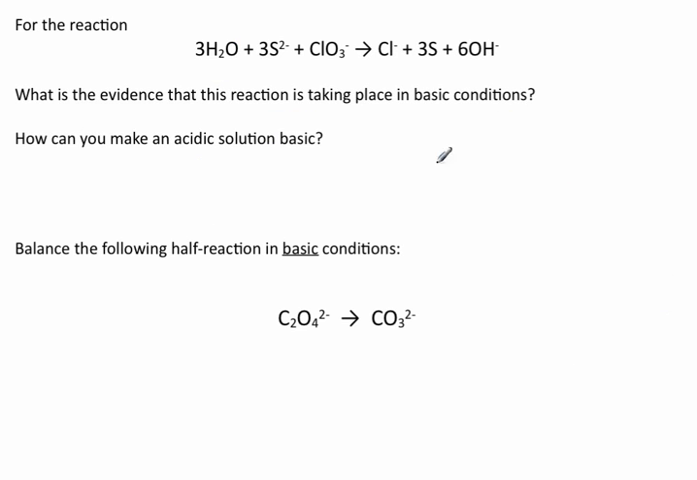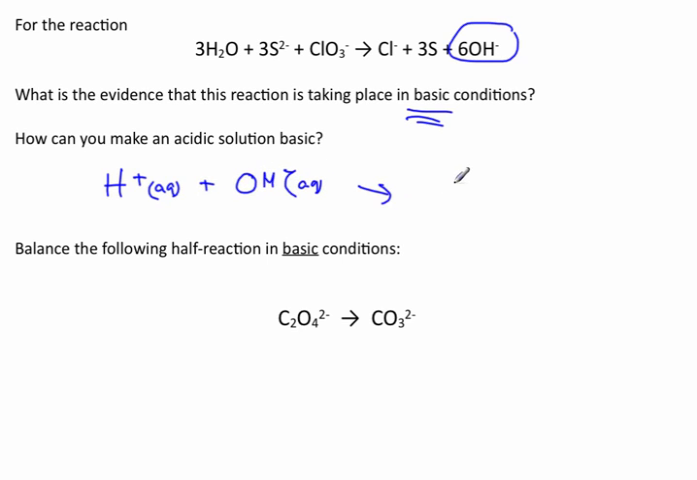Well, what if it's basic? So here's another reaction. And what's the evidence that this is a basic solution? Well, it's right there, the 6 hydroxide ions. So basic means presence of hydroxide. Now, how can you make an acidic solution basic? Well, here's what gives rise to acidity, the H+. So if I want to make that basic, I can add OH-.